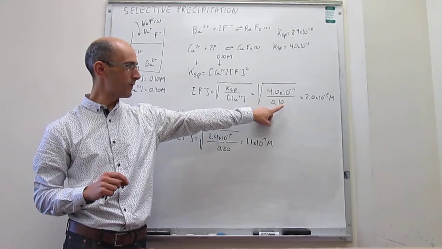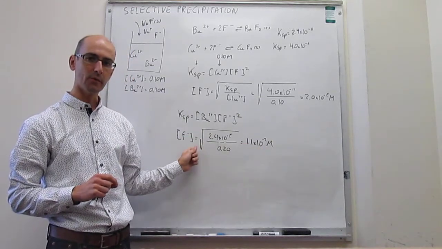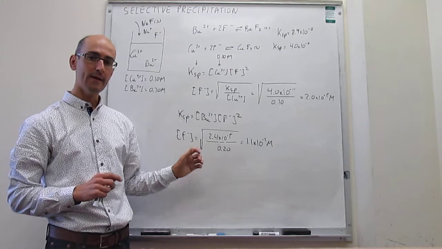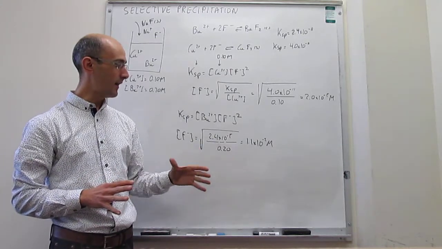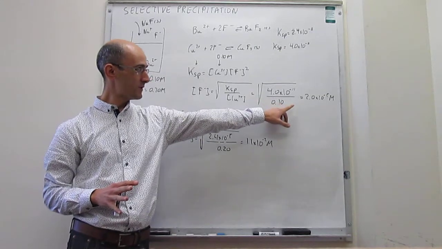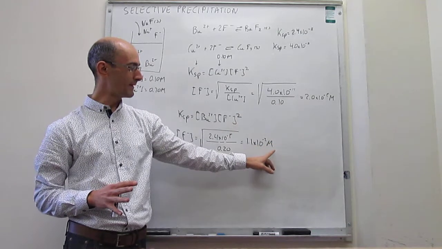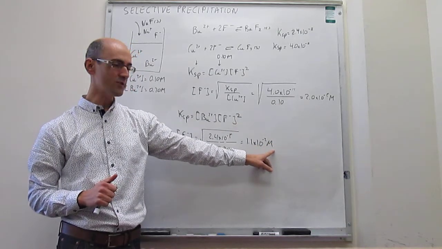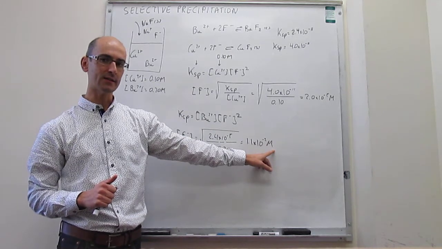However, that amount of fluoride is not enough to get over the solubility product of barium fluoride, and then barium fluoride will not precipitate, right? So again, for concentrations of fluoride that are larger than 2.0 × 10^-5, but lower than 1.1 × 10^-2, you will only observe precipitation of calcium fluoride.